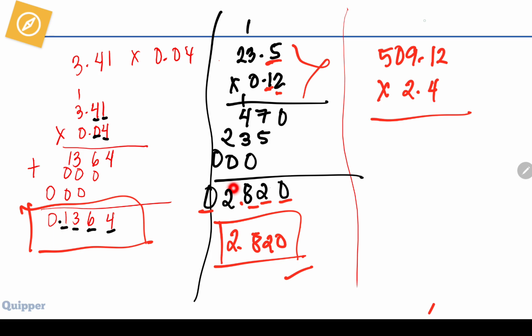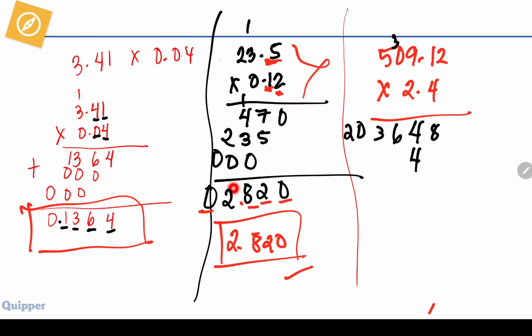Okay? Yun yung explanation bakit natin binibilang ilan yung nasa decimal point natin. Okay? So, multiply lang. So, 2 times 4 is 8. 1 times 4 is 4. 9 times 4 is 36. 0 times 4 is 0 plus 3 is 3. 5 times 4 is 20.